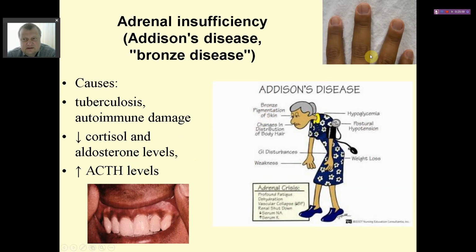You could see that the usual color is white, and the pigmentation like bronze color is characteristic for this disease. And again, this figure illustrates the pigmentation of the skin. Also, it could be observed changes in distribution of body hair, for example, for women. Also, some problems with gastric tract disturbance.